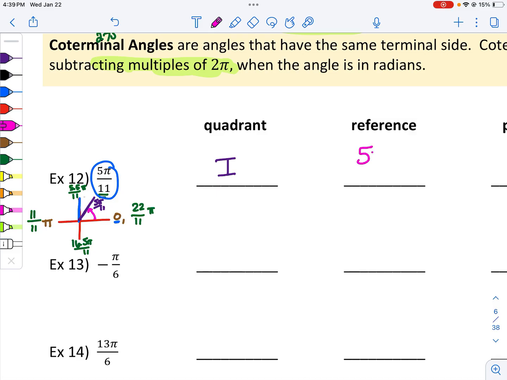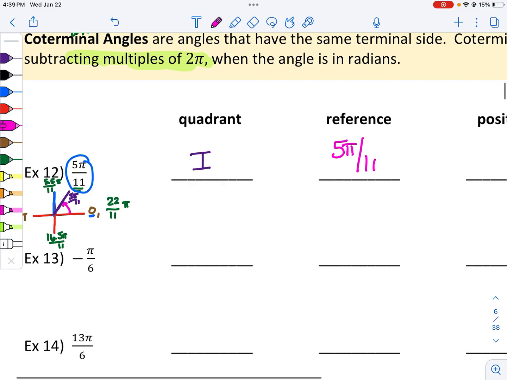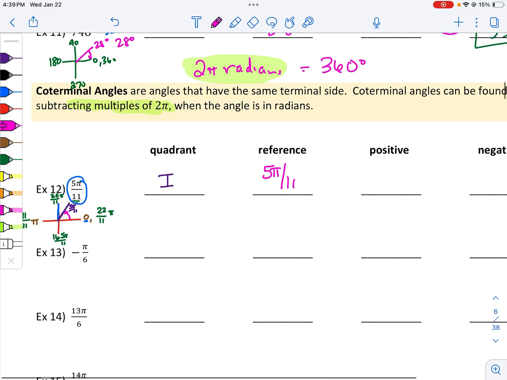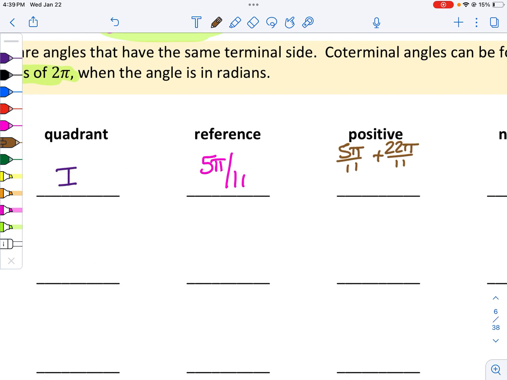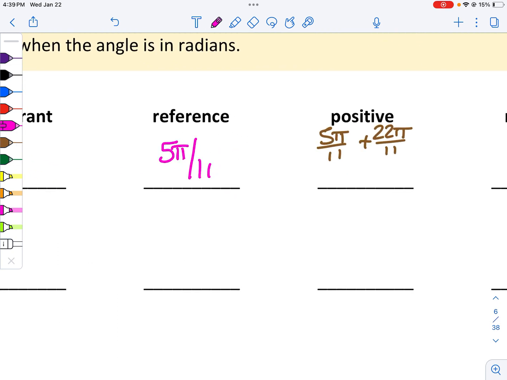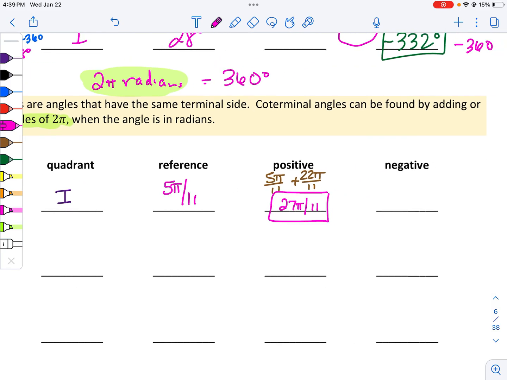Well, our reference angle is just 5 pi over 11. Let's take that 5 pi over 11 and add a full circle. A full circle is 2 pi, but I want to add that in terms of 22 over 11, right? 22 divided by 11 is 2 pi. If I add those together, that gives me 27 pi over 11, and there's my positive coterminal angle.